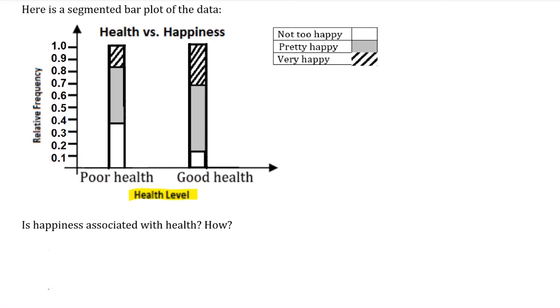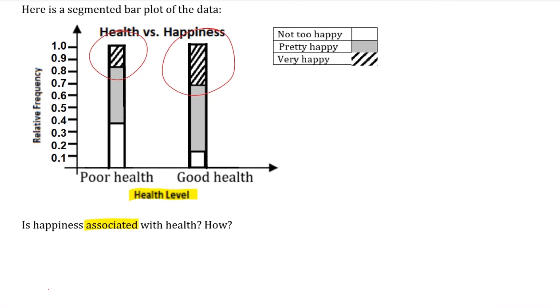We see that if you're in poor health, we have a lot of individuals that are not too happy, whereas if we're in good health, we have fewer individuals that are not too happy. On the reverse side, if we're in poor health, we have fewer individuals that are very happy than we would be if we were in good health. We see a lot more very happy individuals. So just based on this, it does seem that I see specifically an association.